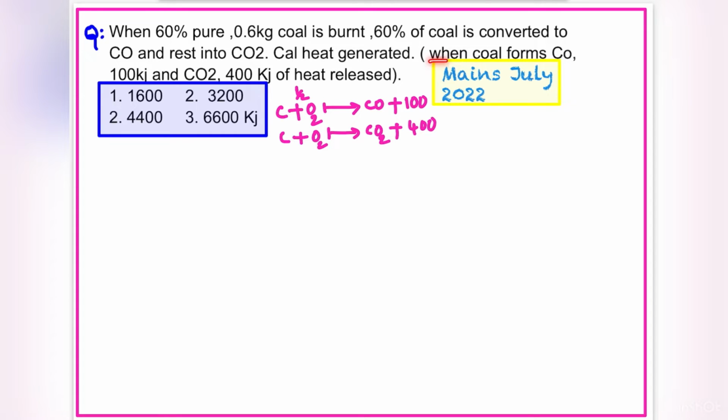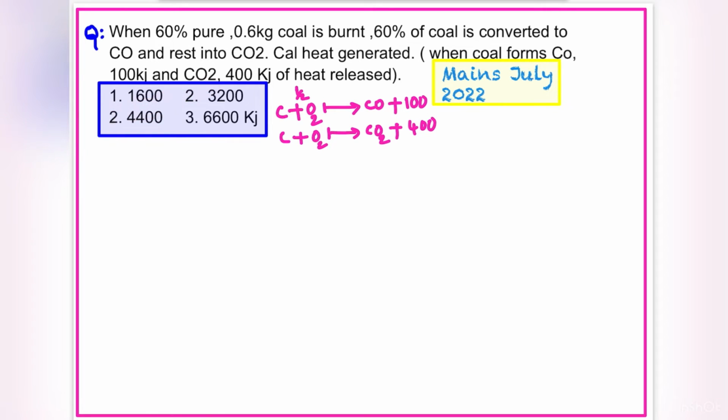Given that when coal forms carbon monoxide, 100 kilojoules of energy is released, and when it forms CO2, 400 kilojoules of energy is released. Four options are given: 600 kilojoules, 3200 kilojoules, 4400 kilojoules, 6600 kilojoules. So we have to select one of the correct options here.